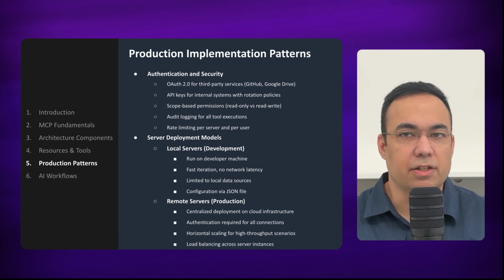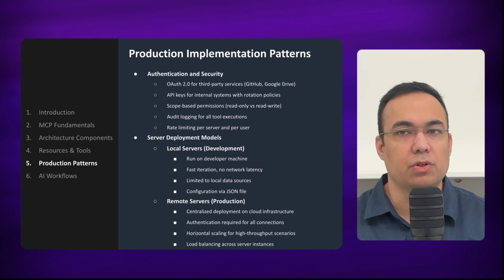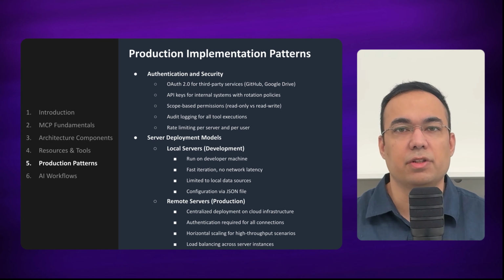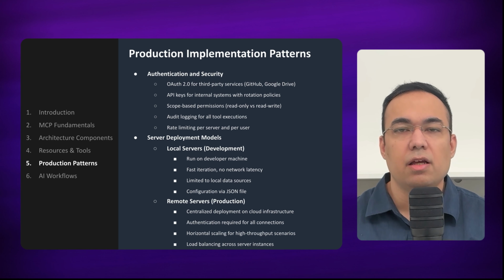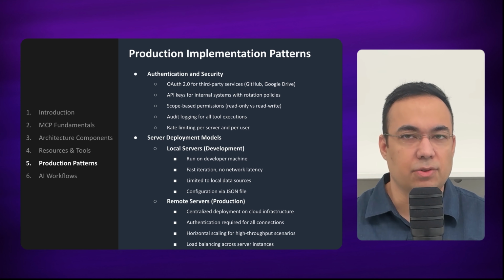First, authentication and security. For third-party services like GitHub or Google Drive, you should use OAuth 2.0. This gives you proper token-based authentication with user consent flows. For internal systems, API keys work well, but implement rotation policies. Aim to rotate the keys every 90 days or less.